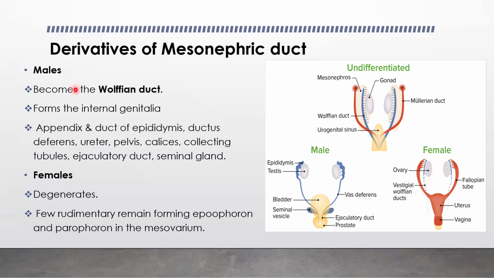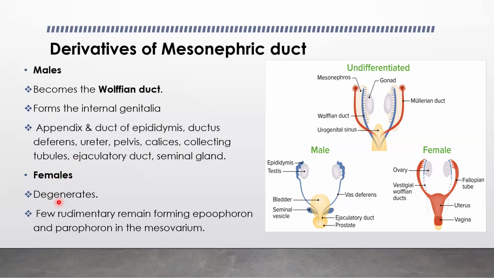So in males, the mesonephric duct will become the Wolffian ducts, and hence they help in formation of the internal genitalia. So talk about some part of the appendix of the epididymis, and then also remember even the epididymis itself. So a small portion of the appendix of the epididymis, and even the appendix and duct of the epididymis. Then you'll also have the ductus deferens, as we saw here. Then there is some part of the ureter, the pelvis, the calyxes, collecting tubules, ejaculatory duct, and the seminal glands will come from the Wolffian duct.